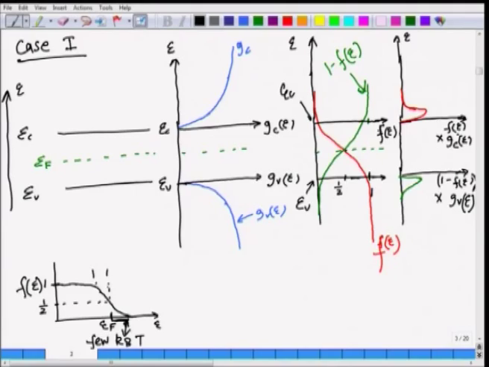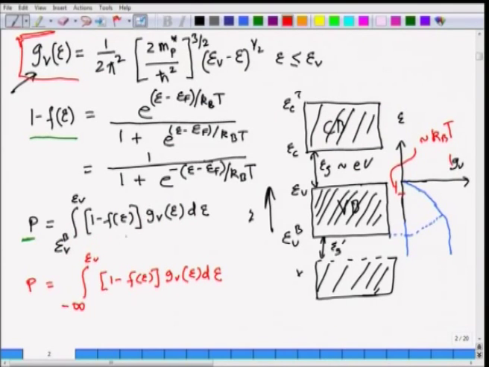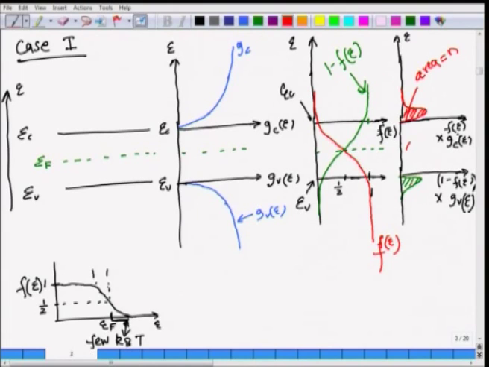So, what do I have? Now, you can see that this area is equal to n. Remember, this integration leads you to n, and similarly this particular integration leads to p, and hence I am going to write that this shaded area is equal to p by the same logic.